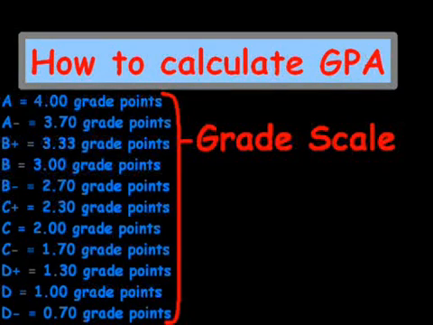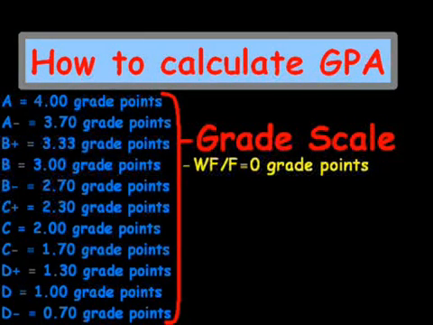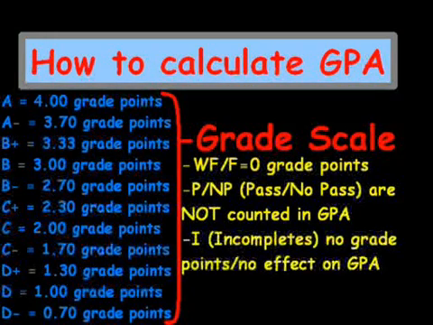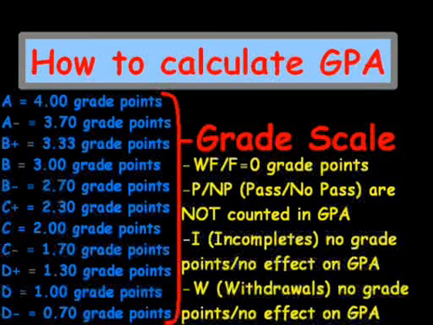What you don't have listed is F, or fail, which would count as 0 grade points, and that's something you don't want towards your grade point. Another key point here is there's the pass, no pass, or PNP. Those are not counted in GPA. Incompletes are no grade points, and they have no effect on GPA, and the same is true with withdrawals, W. They have no points and no effect on GPA.